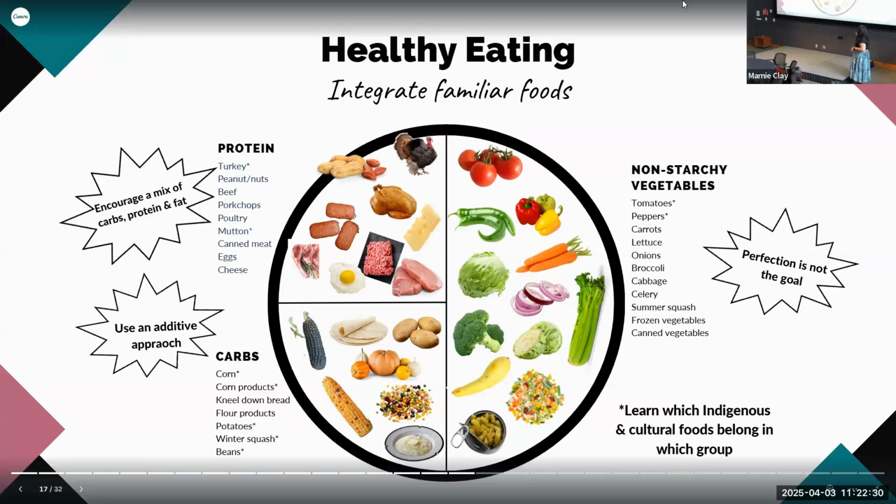And again, I like to tell people to learn which indigenous and cultural foods belong in each group. If you're working with another Native community that's not Navajo, maybe there are other foods that people like.